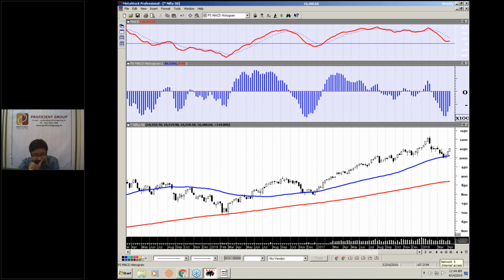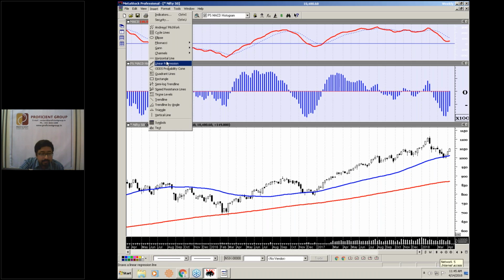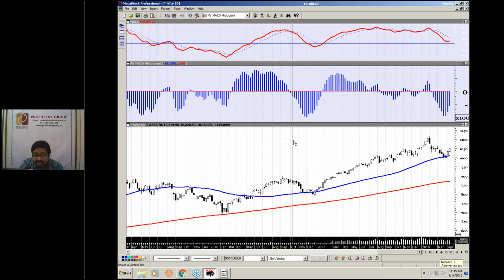And what is the signal? When the MACD histogram is below the zero line, the red line is the zero line, when the MACD histogram on weekly time frame is below the zero line and it is reducing its value and its slope has just turned upward.